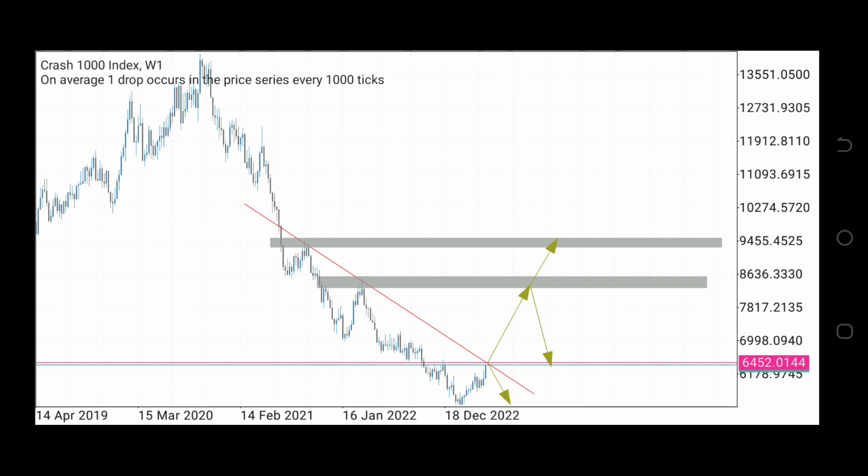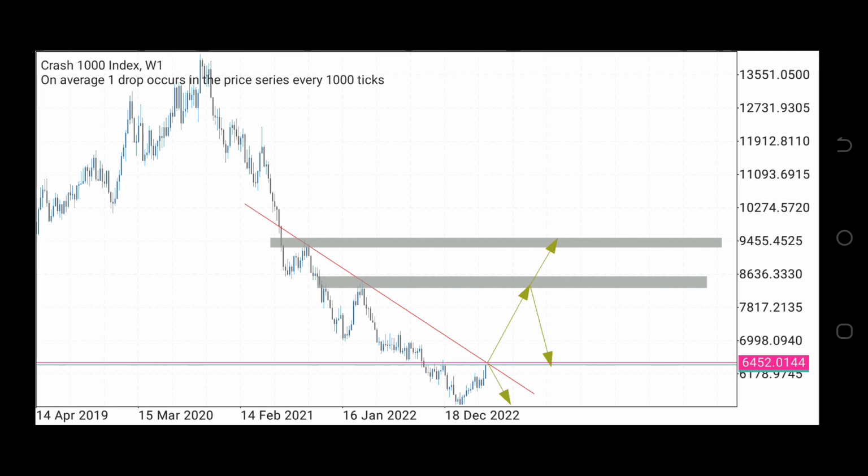which is why this video is coming. Those of you who may feel that Crash 1000 has been on a bullish move and you want to trade carelessly, this is why this video is coming, because at that point something heavy is going to happen.